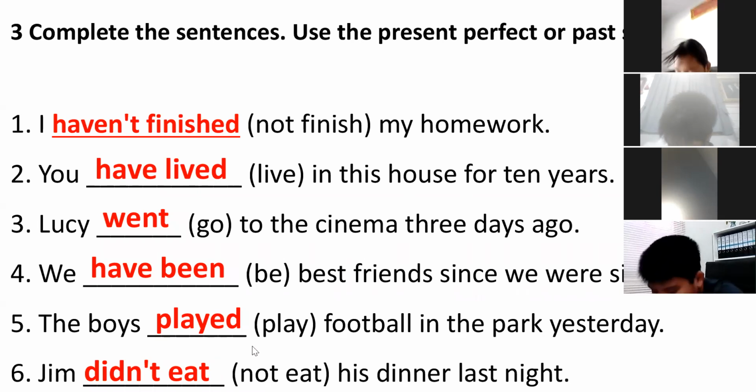Look at this one. I told you before that in present perfect or past simple, we need to change our verb into past form, right? Past participle. But why is our verb here in number six in present simple? Any idea? Always remember, kids, that if we use did or didn't, the verb next to it should be in present simple.